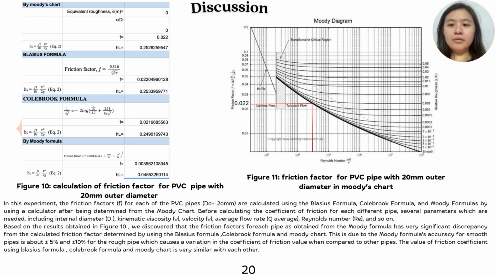Same goes for Moody's chart, Blasius's formula, Colebrook formula, and Moody's formula. Figure 10 shows the calculation of friction factors, and Figure 11 shows the Moody's chart for this PVC pipe with 20 millimeter outer diameter. Moody's formula is still giving a significantly different value for friction coefficient and major loss. The other methods, Moody's chart, Blasius's formula, and Colebrook, give the value of 0.022 for the friction factors, and an HL value of 0.25.